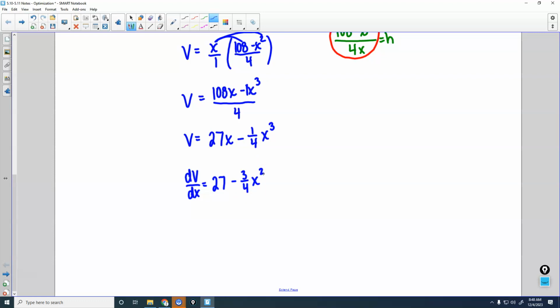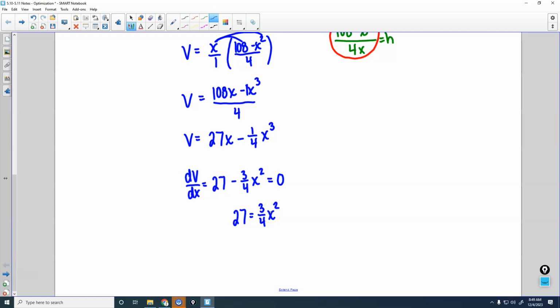Okay, and this one's not too bad, so this one I am going to have you do by hand as far as checking it. So once we get a derivative, we're looking for a maximum point, we need to find critical points, right? So we're going to set this equal to 0. And so we will have 27 equals 3/4 x squared.